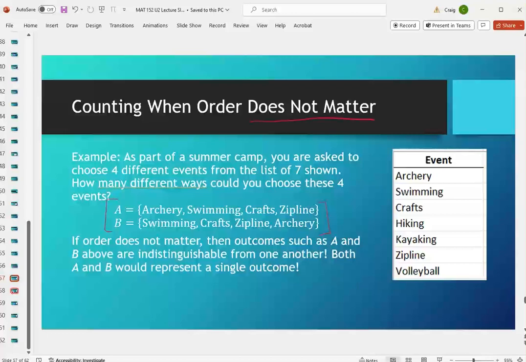You could reorder archery, swimming, crafts, and zip line, and it would all be the same outcome. And 1, 2, 3, and 4, or 2, 3, 4, and 1. So long as you use these same 4 events, it doesn't matter which order they're in. That's all the same outcome. How many different ways can we do that? Well, we could count that.